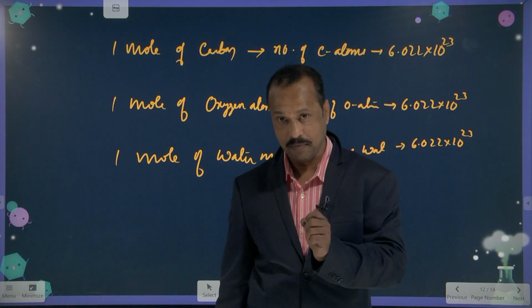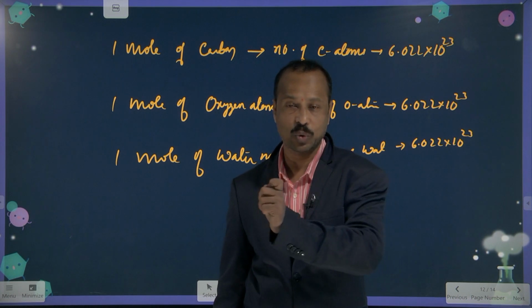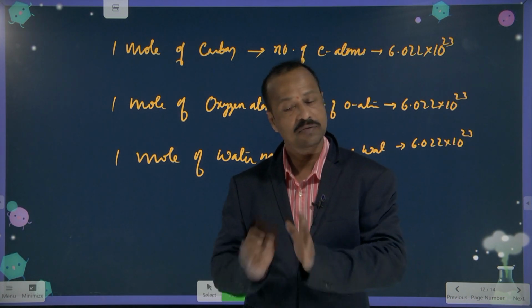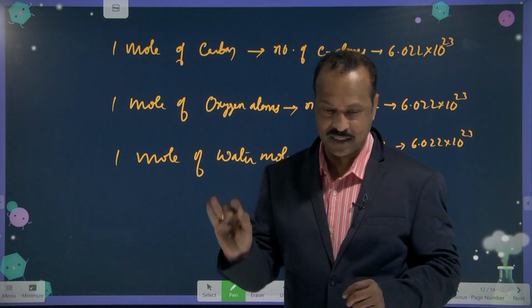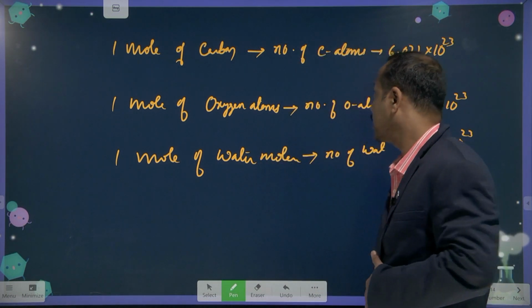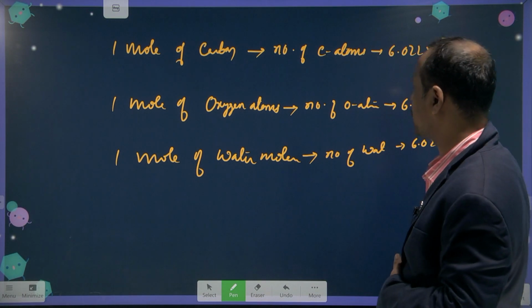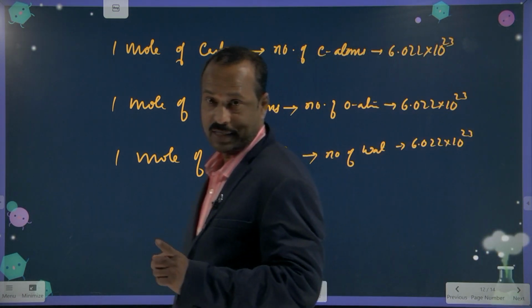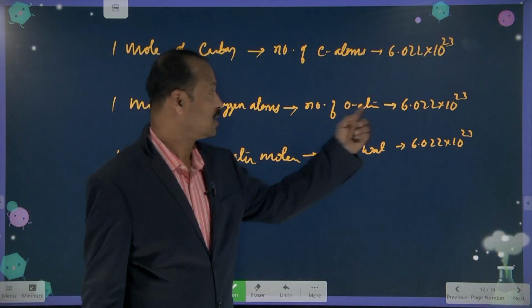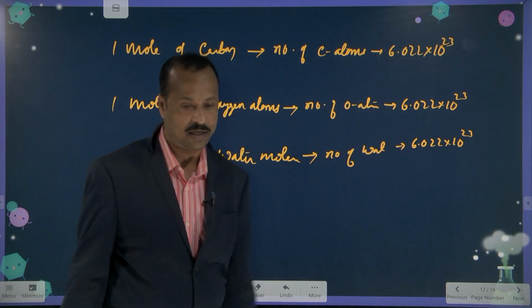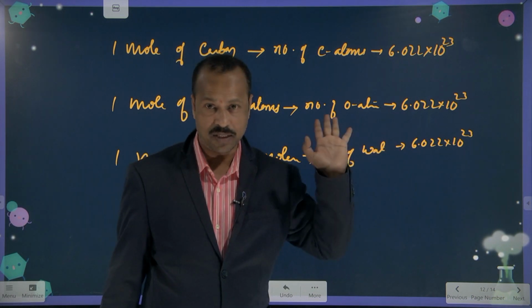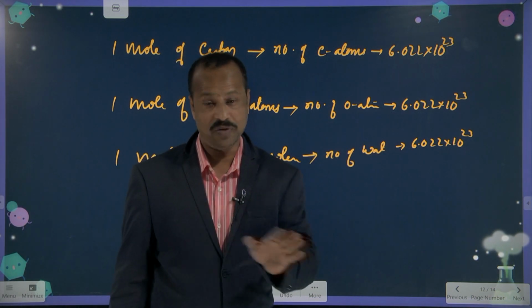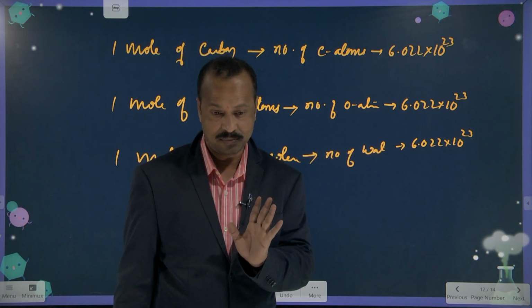1 mole of carbon means it contains 6.022 × 10^23. That is a fixed number. 1 mole, in terms of number, is fixed. 1 mole of carbon: you are taking 6.022 × 10^23 carbon atoms. 1 mole of oxygen atoms, 6.022 × 10^23 oxygen atoms. 1 mole of water molecules, 6.022 × 10^23. So 1 mole means what? That is a fixed number. Is this clear to you?